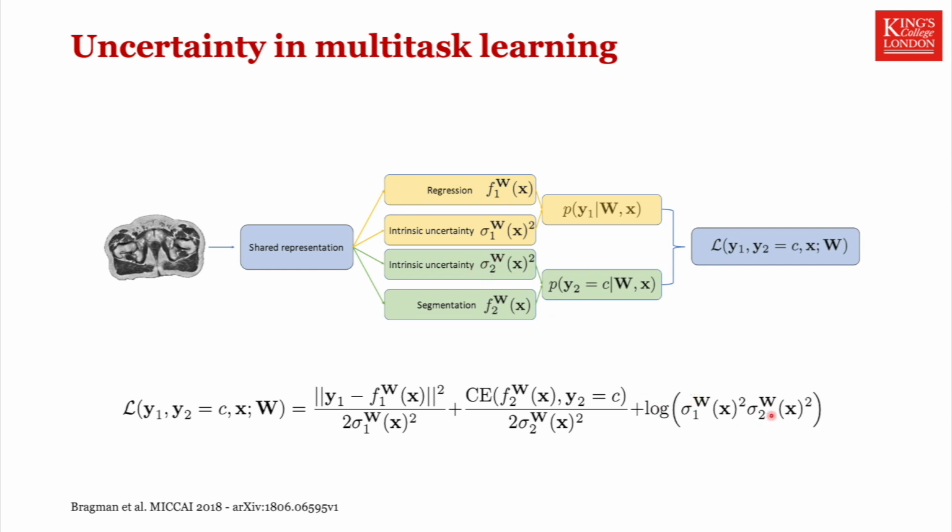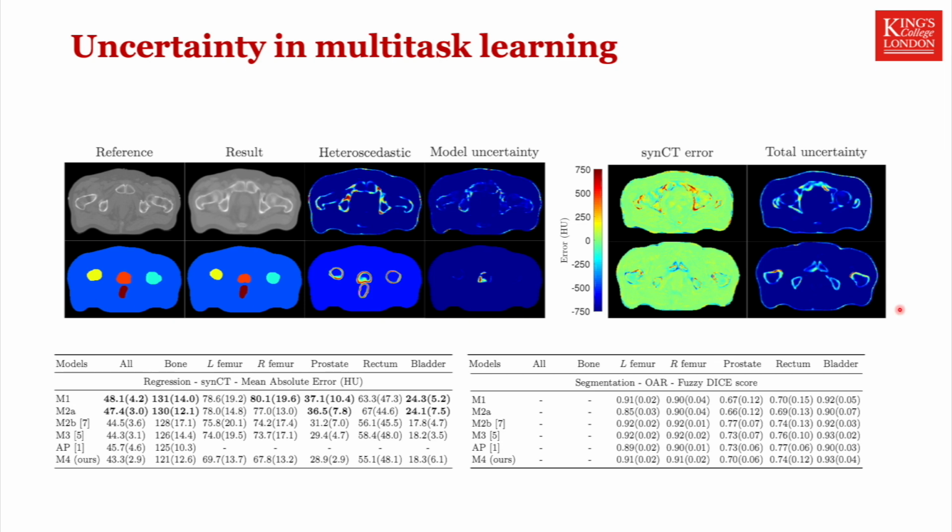And you have the regularizing term that will stop the sigma 1 and sigma 2 from basically tending to infinity, because this would be optimal for this part of the loss function. The results of this method are quite appealing.